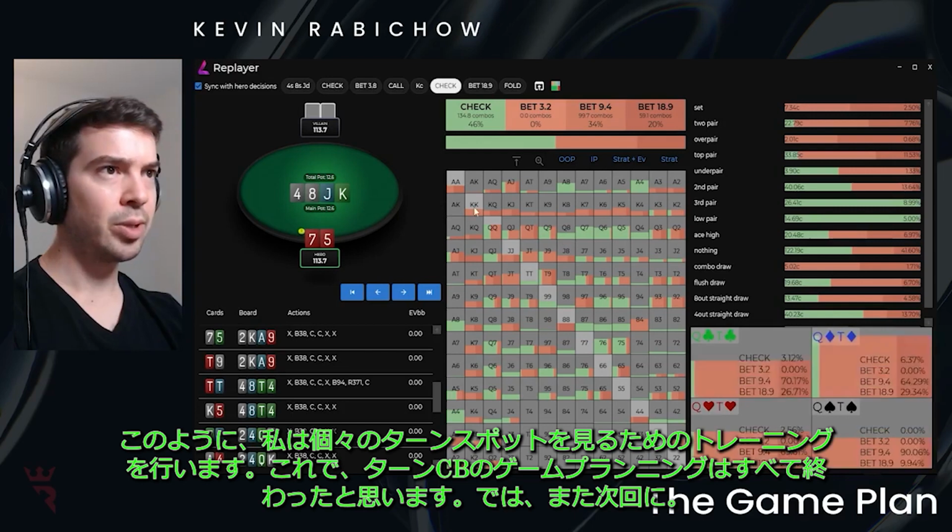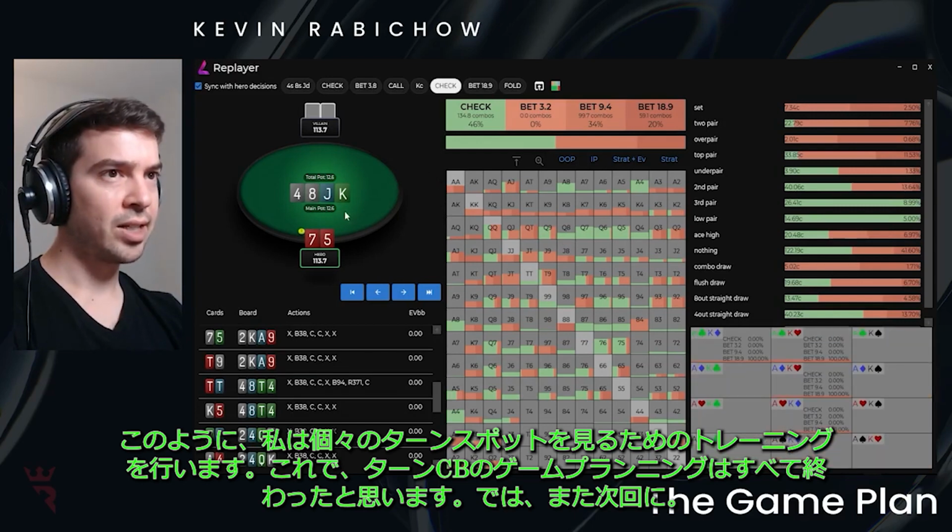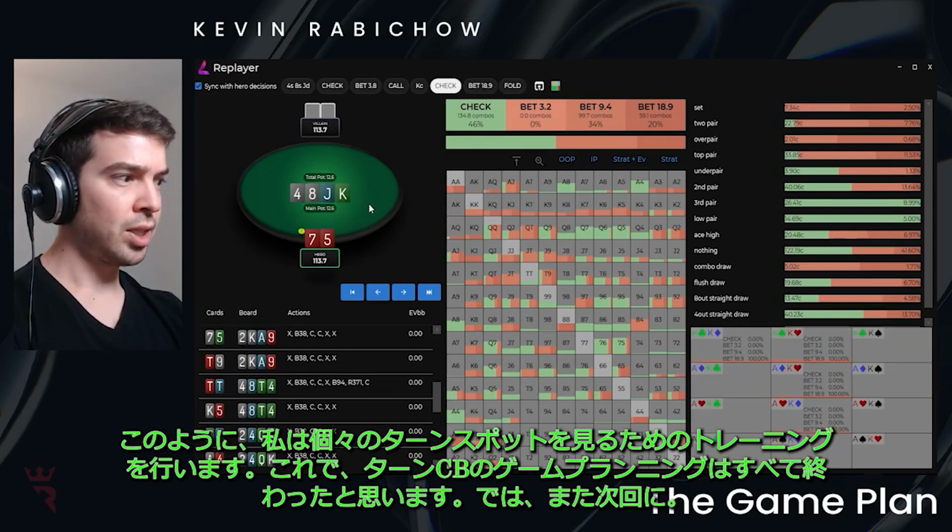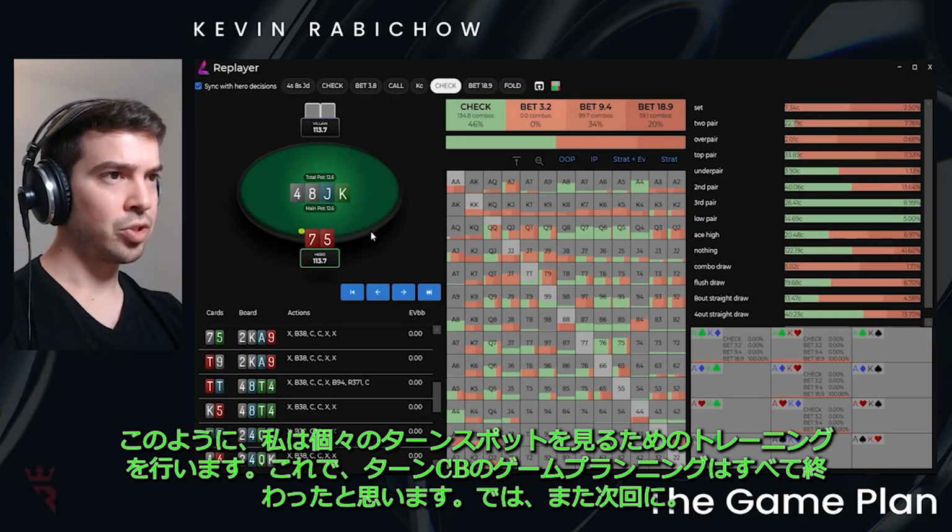So this is how I would go about my training for looking at individual turn spots. That's going to be, I think, all for the turn c-bet game planning. And I'll see you in the next one.